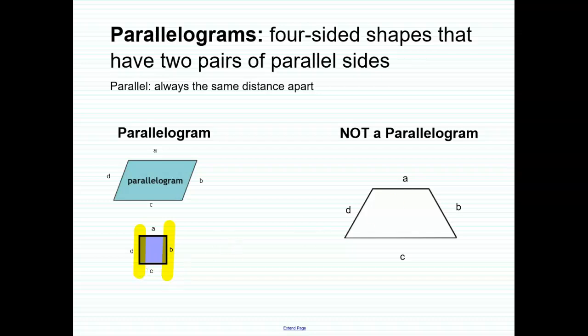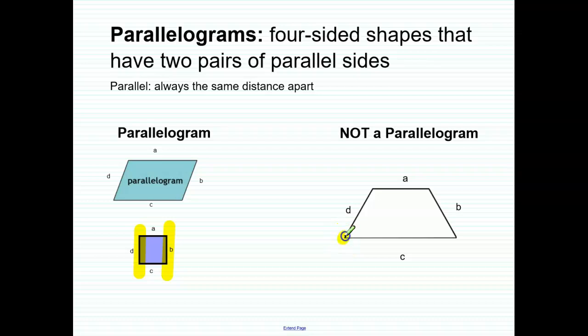Why isn't this trapezoid a parallelogram? You're exactly right. Because it has one pair of parallel sides, well, A and C are parallel. They would always stay the same distance apart. But D and B aren't parallel. Well, the way that I test is I continue the line, and if it stays the same distance apart, I know it's parallel. But if it gets closer together or farther apart, then the sides aren't parallel.